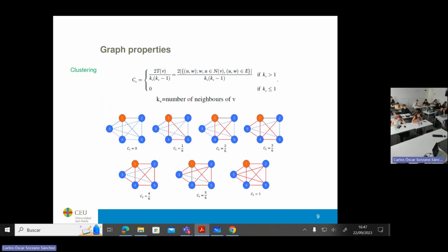This is the opposite. All are connected to all. Given any one of my neighbors, so I am a neighbor of 2 and 3 and 4 and 5, any one of my neighbors is connected to the others. So if you make this ratio, now this ratio is 1. So it defines this clustering, how well connected a neighborhood of a node is. Okay, so you can define these things.